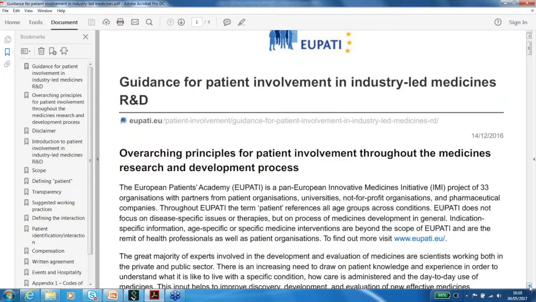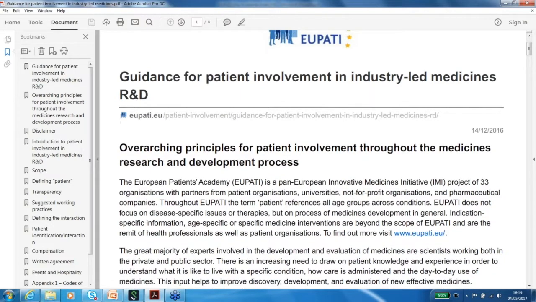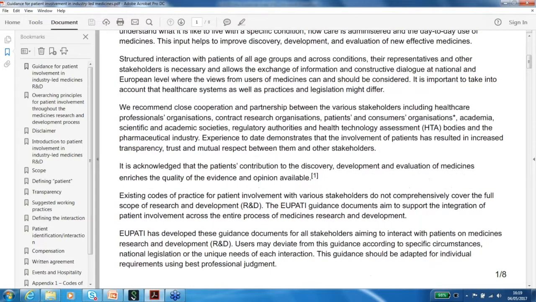Across the principles, we also find that the entire medicines R&D process is covered. So again, as I mentioned on my slides, we're not just talking about patient involvement in clinical development here, we're really spanning the entire medicines development process. You could deviate from the guidance documents that EUPATI has produced in specific circumstances, or where there's legislation or a need of a different interaction. And the guidance should be adapted using best professional judgment as well. So that's really what's covered in the principles that you see listed on the screen.